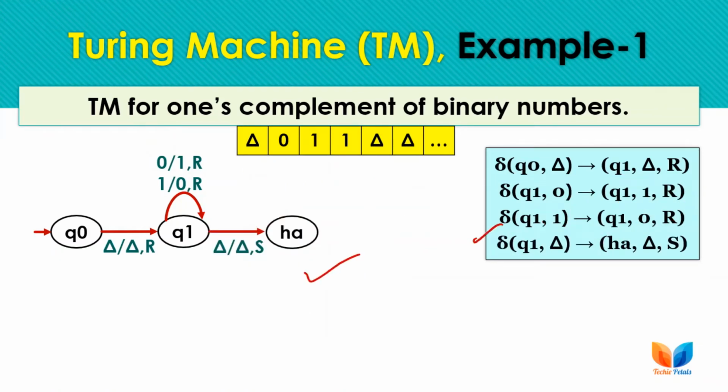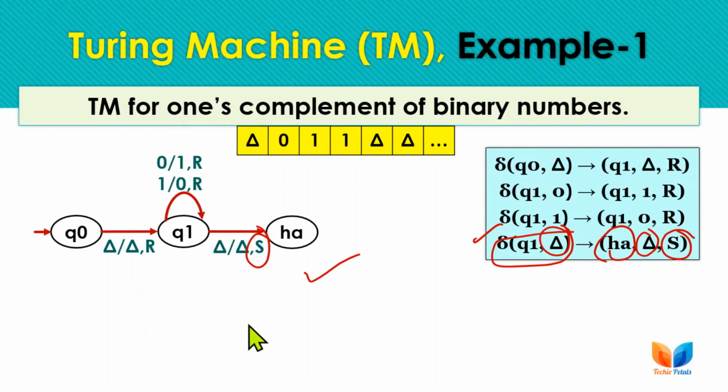From Q1 we are moving to the halt accept state by replacing blank with blank, and now the move is static, means we are not moving further. So here we are having a static move. Okay, so let's show the acceptance of the string.